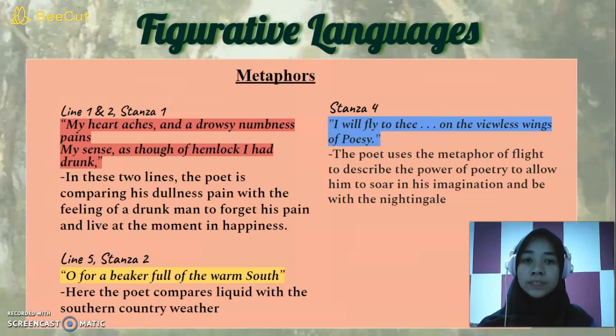The third one will be seen in stanza 4. "I will fly to thee, not charioted by Bacchus and his pards, but on the viewless wings of Poesy." The poet used the metaphor of flight to describe the power of poetry, to allow him to soar in his imagination and be with the night angel.